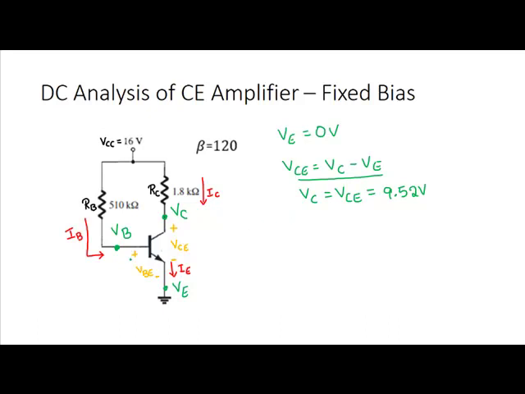Then using VBE, we can calculate what is VB. So again, using double subscript notation, I'll write VBE as VB minus VE. Again, VE is 0. So VB is same as VBE, which is 0.7 volt, because we have assumed this transistor to be made of silicon. So we calculated what is VC, we calculated what is VB. VE is a known fact, it is connected to ground, so it is 0 volt.